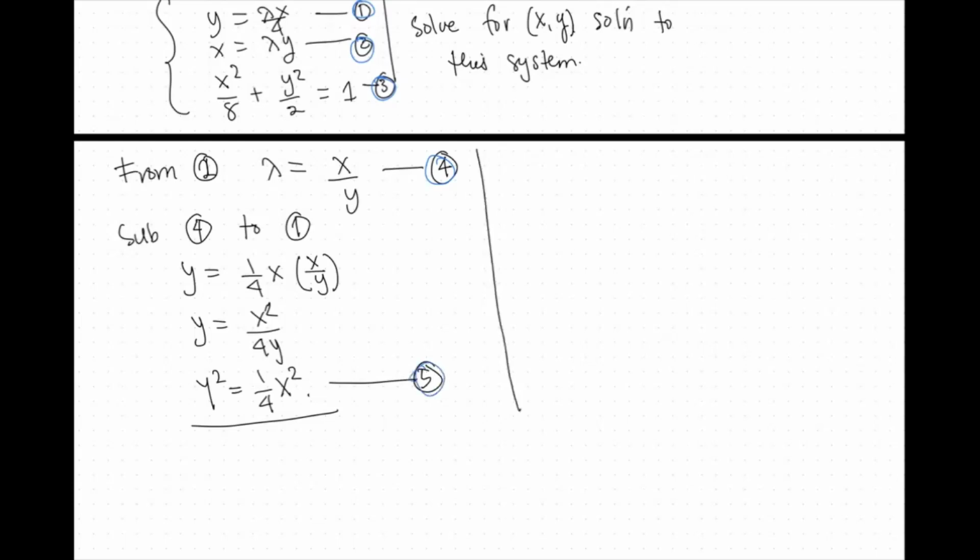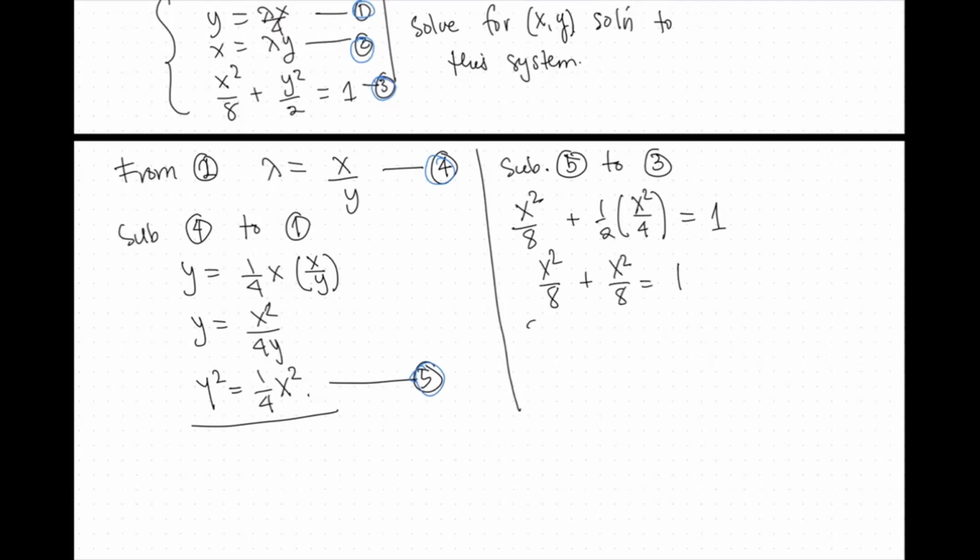Let's do a different color. And then the next step is to substitute equation 5 to equation 3. Okay? So y squared, we will substitute with x squared over 4. So x squared over 8 plus 1/2 times y squared, which is x squared over 4, is equal to 1. In this case, we get x squared over 8 plus x squared over 8 is equal to 1. So we have 2x squared over 8 is equal to 1.